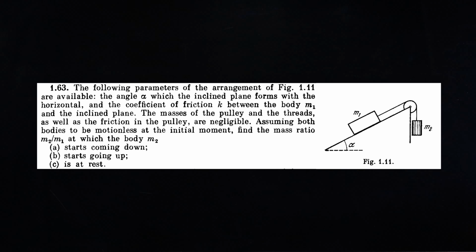Irodov problem number 1.63. The following parameters of the arrangement of figure 1.11 are available. The angle alpha which the inclined plane forms with the horizontal and the coefficient of friction K between the body M1 and the inclined plane. The masses of the pulley and the threads as well as the friction in the pulley are negligible. Assuming both bodies to be motionless at the initial moment, find the mass ratio M2 by M1 at which the body M2 A starts coming down, B starts going up, C is at rest.